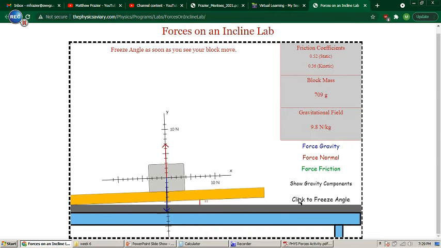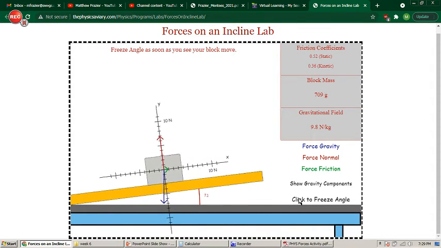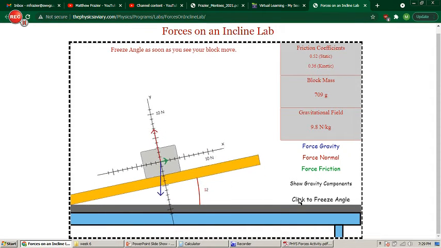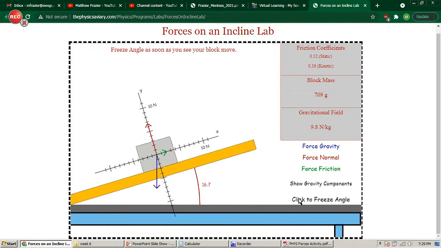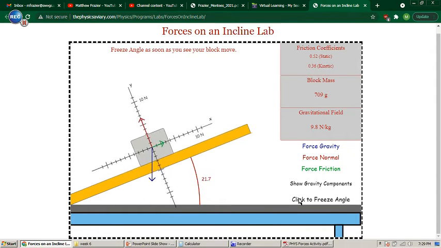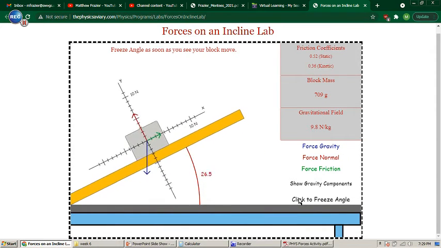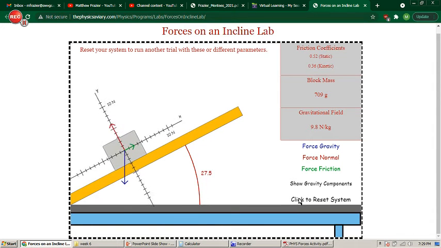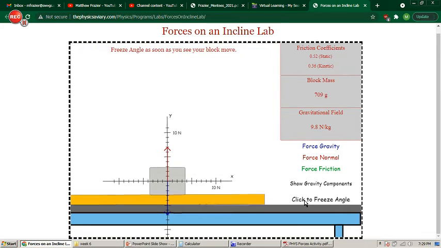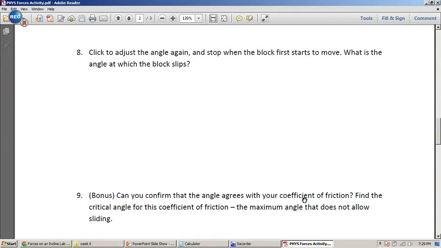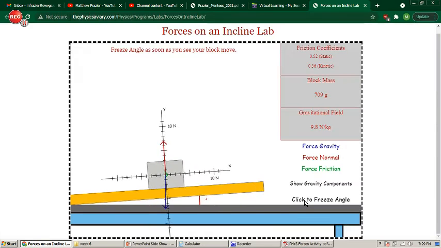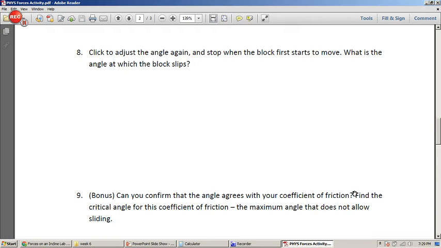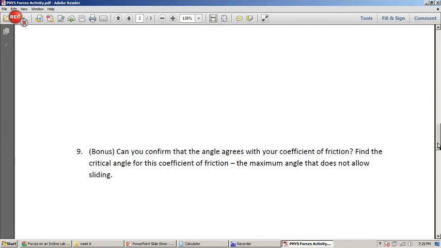All right. So we're going to start again. But you saw it was about 27.5. So we're going to let it go again. All right. So you saw when it just slipped. And the idea is you know that angle. The question is, does it line up with calculating what that critical angle would be?